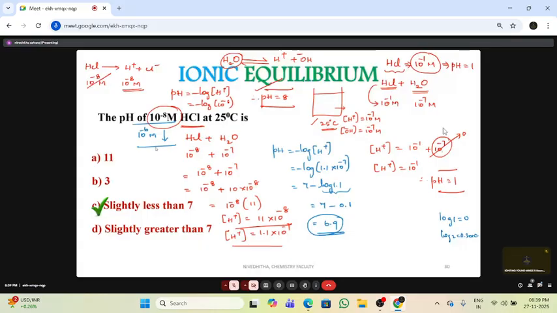Fine. So we are done with different patterns of pH related problems as far as strong acids and strong bases are concerned. Now we'll move on to weaker systems, okay? Weaker electrolytes, or weak acids and weak bases. To do that, we'll start with a law called Ostwald's dilution law.